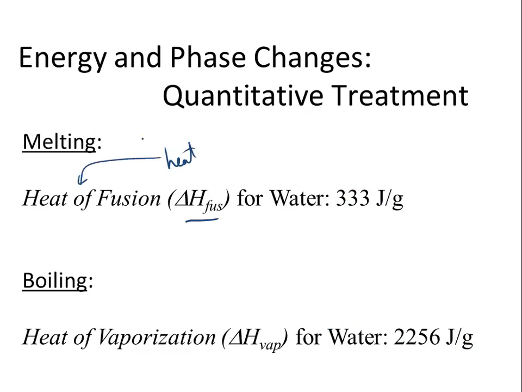It's the enthalpy change for the fusion. Fusion means melting, which seems odd because you're not fusing something, but that's the way it is. And the enthalpy of vaporization, or the heat of vaporization, which is the enthalpy for boiling. It's different for different substances, but for water, it's 333 joules per gram to melt the water. It's 2,256 joules per gram for boiling. So it takes a lot more energy to boil the water than it does to melt it.